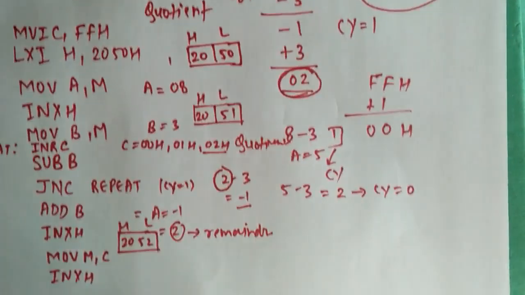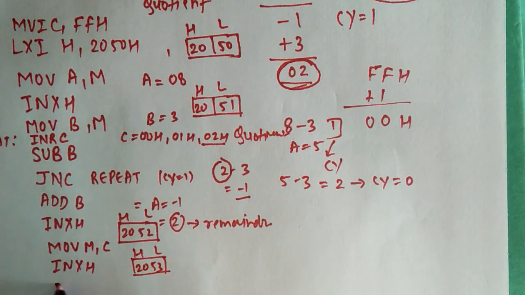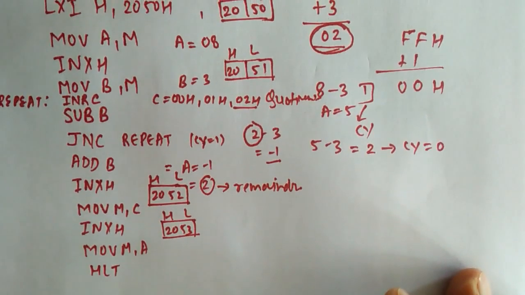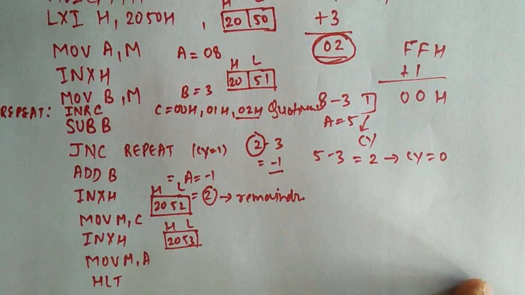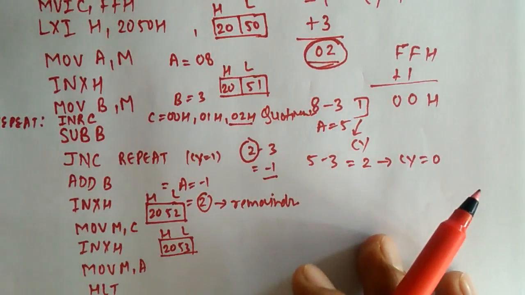So by writing INX H, the value of HL will be 2053H. Now we copy the content of the accumulator to the memory, and after it comes HLT. So this was the program for division of two 8-bit numbers using the 8085 microprocessor, and I think it was very easy.